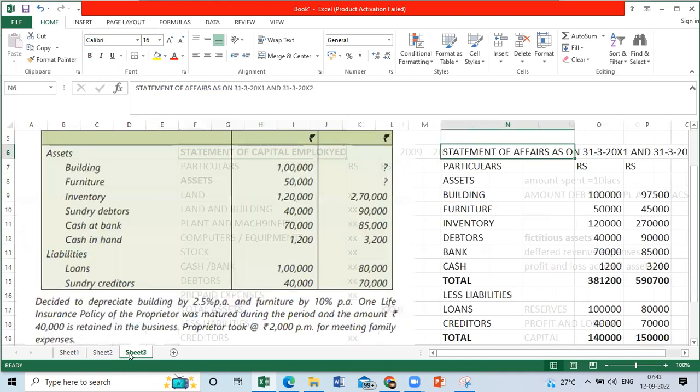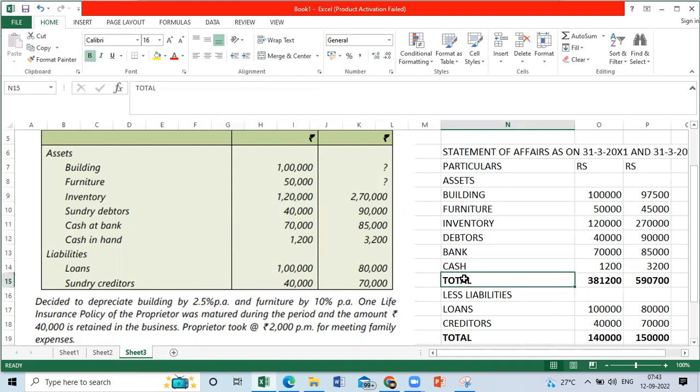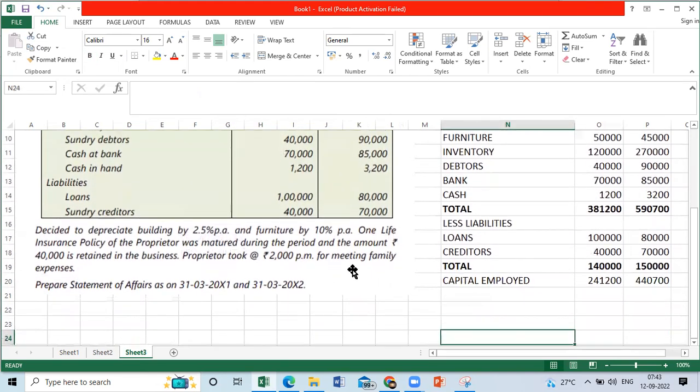So what about the profit? अरे भैया प्रॉफिट कहाँ है? सर बोला ही नहीं क्वेश्चन में. अच्छा नहीं बोला तो क्या हुआ, हम थोड़ा ज्यादा कर लेंगे. सर क्वेश्चन वाज वेरी क्लियर. क्वेश्चन वांटेड ओनली प्रिपेयर स्टेटमेंट ऑफ अफेयर्स एज ऑन 31st March 2021 एंड 31st March 2022. अच्छा हमने तो वो कर दिया सर.